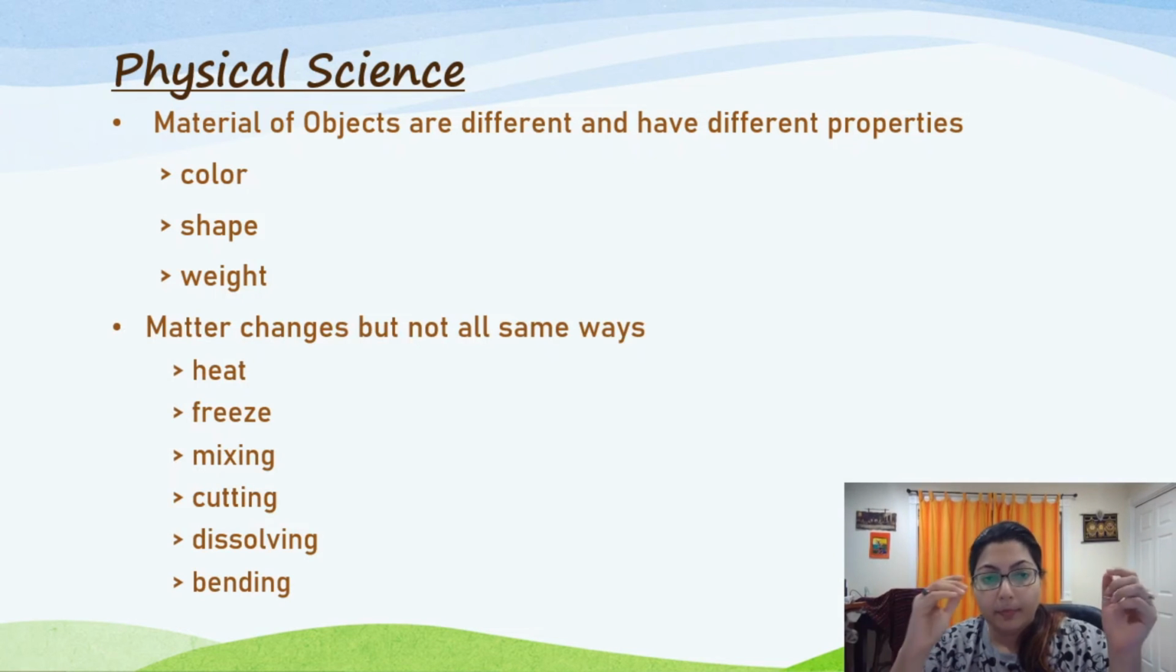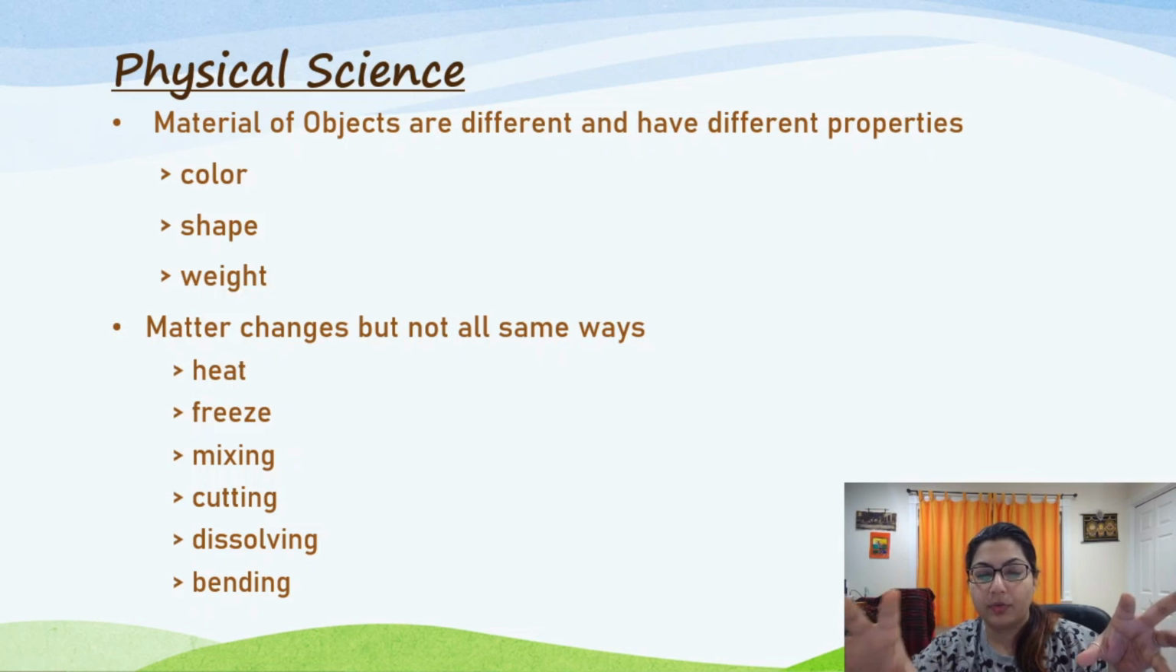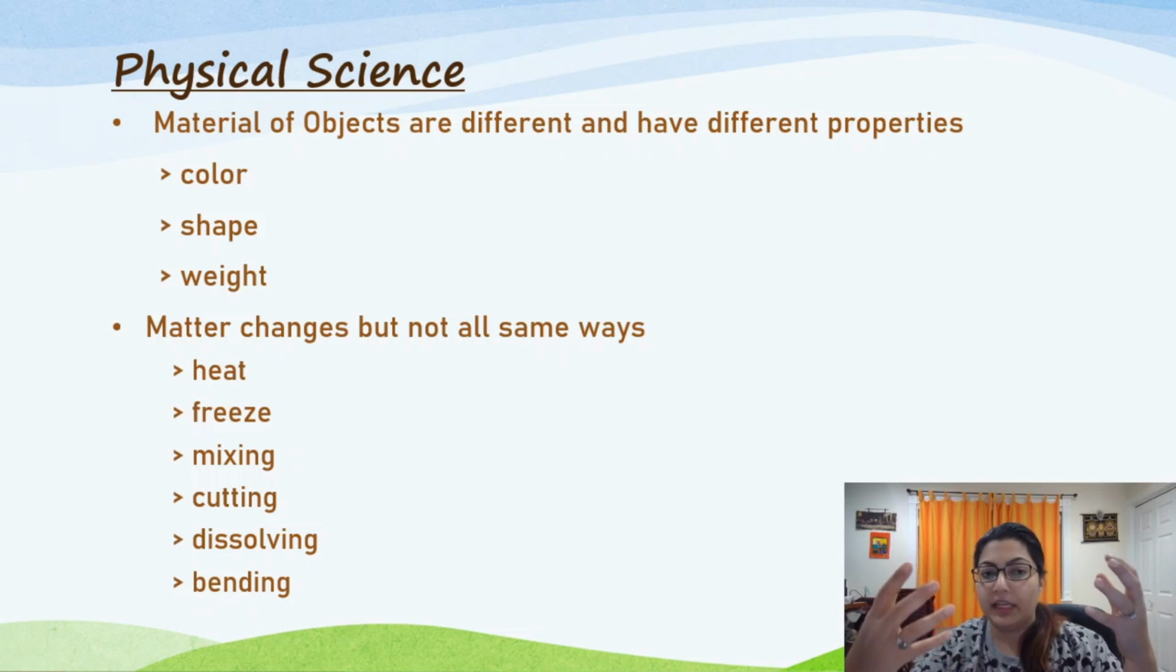And then matter changes, but not all in the same ways, and under this we will talk about heat, freeze, mixing, cutting, dissolving, and bending. These are the ways that we can change matter, but not all matter changes in the same way. Heat probably changes them to a gas or a liquid, and freezing changes them to a solid. Mixing sometimes blends together and makes a new matter, or it doesn't.